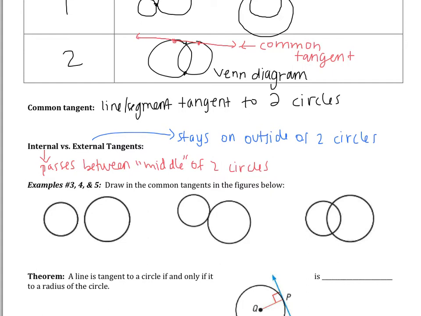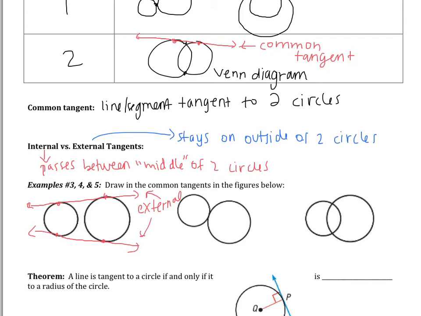So for example number 3, I have this tangent right here. I have this tangent right here. Remember, these are tangents because they intersect the circle once. They're common tangents because they're tangent to two different circles. These are both called external tangents, external common tangents. They stay outside of the two circles.